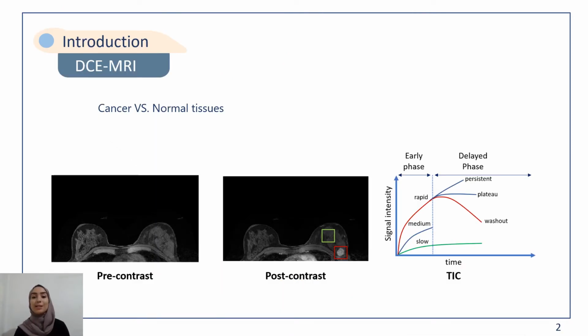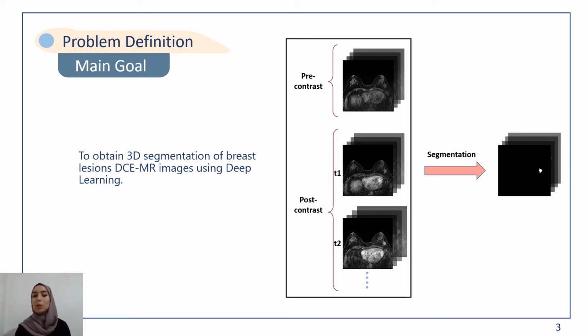Now, dynamic contrast enhanced MRI is an effective tool to diagnose breast cancer since it allows us to differentiate cancer tissues. For example, as we can see here, cancer tissues appear differently than normal tissues in the post-contrast scans. And also the TIC, the time intensity curve of cancer tissue, is distinctive, as shown here in red, from the ones of normal tissues, shown here in green. So usually the curve of cancer tissues is characterized by a rapid increase in intensity, reaching a maxima, then followed by a rapid washout.